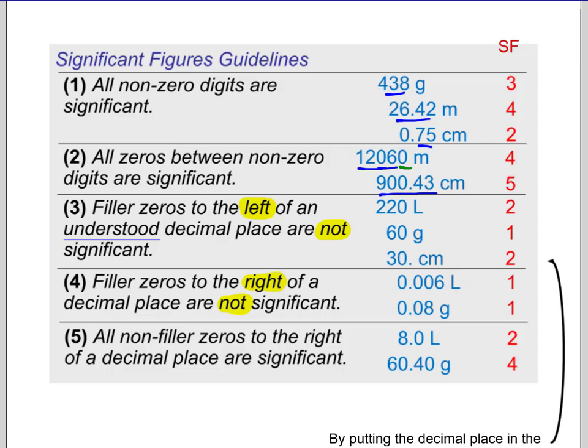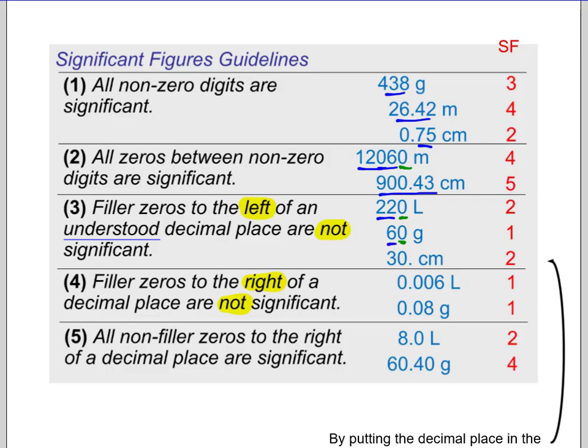Filler zeros. Now here's where you've got to go a little slower. Filler zeros to the left of an understood decimal place are not significant. So that means these little guys right here, and I've done those two in green. The understood decimal place: you'll notice there's no decimal place written there. So these two green underlines are not significant. The only significant parts are these two values and this one value.